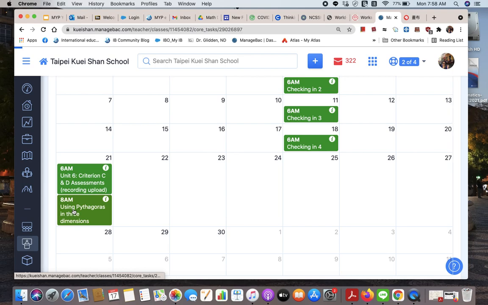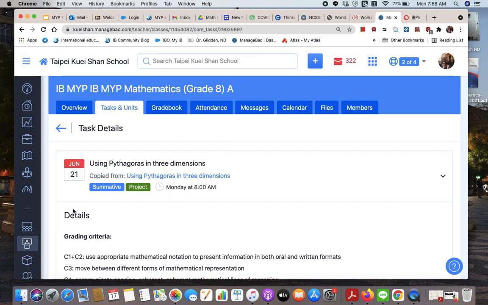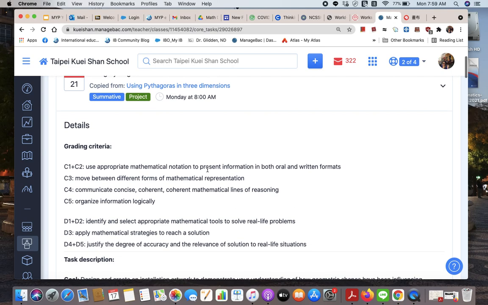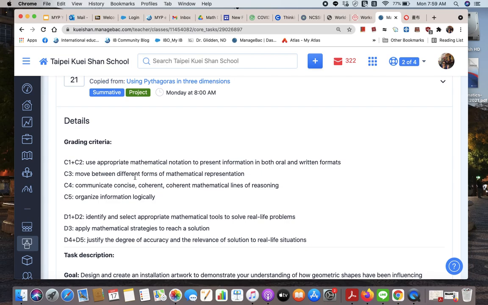Okay, so keep in mind that you'll be very busy throughout June, so you don't want to wait until the last moment to finish everything. Okay, so when you click this event, using Pythagoras in 3 dimensions, you will see that it starts from grading criteria. So this time, you'll be graded towards criterion C, which is communication, and criterion D, which is real-life applications. It's a group project. So let's take a look at the grading criteria one by one.